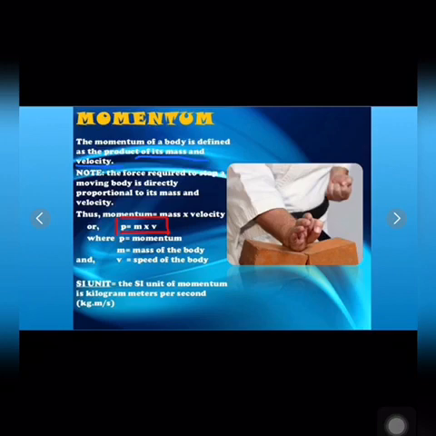So, the formula for momentum comes out to be P = m × v, where m is the mass of a body and v is the speed or velocity of the body. Then momentum is P = mv. The SI unit of momentum is kilogram meter per second, because mass is measured in kilogram and velocity is measured in meter per second. So the SI unit of momentum is kilogram meter per second, and it is a vector quantity. Vector quantity means it has direction as well as magnitude.